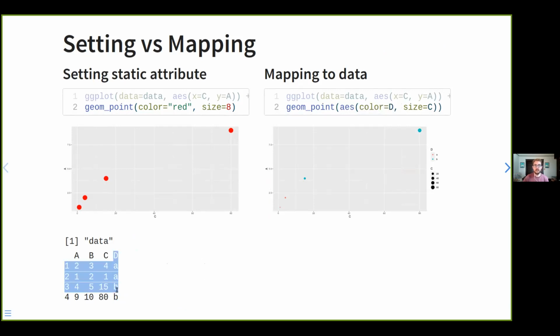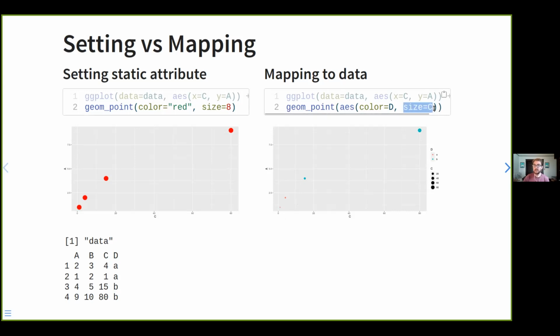And in this case, D is a variable in our data frame, and it actually has two different categories, A and B. And you can see that now ggplot has recognized that in the data and has actually colored all of the A plots red and all of the B points blue.